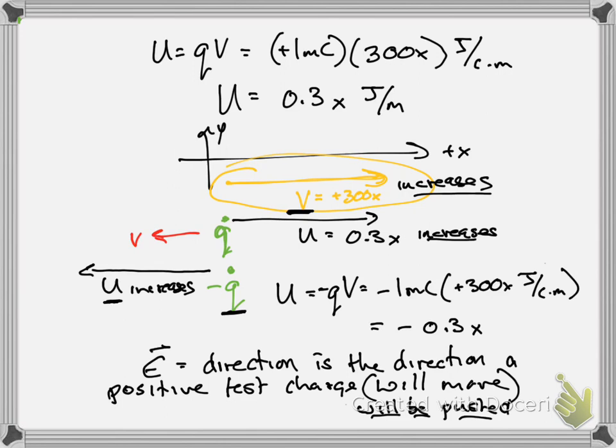So let's take, for example, let me just draw you a new picture. Let's just take a positive charge. Let's say we've got a plus Q. And let's say that the plus Q, if I just let it go, were to move to the left.